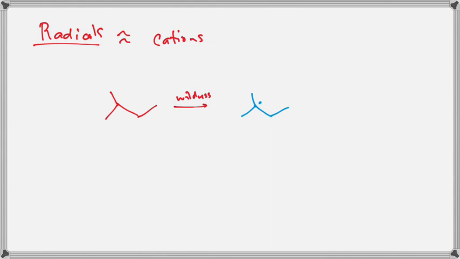We're going to push on it a little bit further here. What changed to go from this structure to this structure? We had one single electron. If I added an electron to that carbon, what happened to it? How many electrons would it have around it?